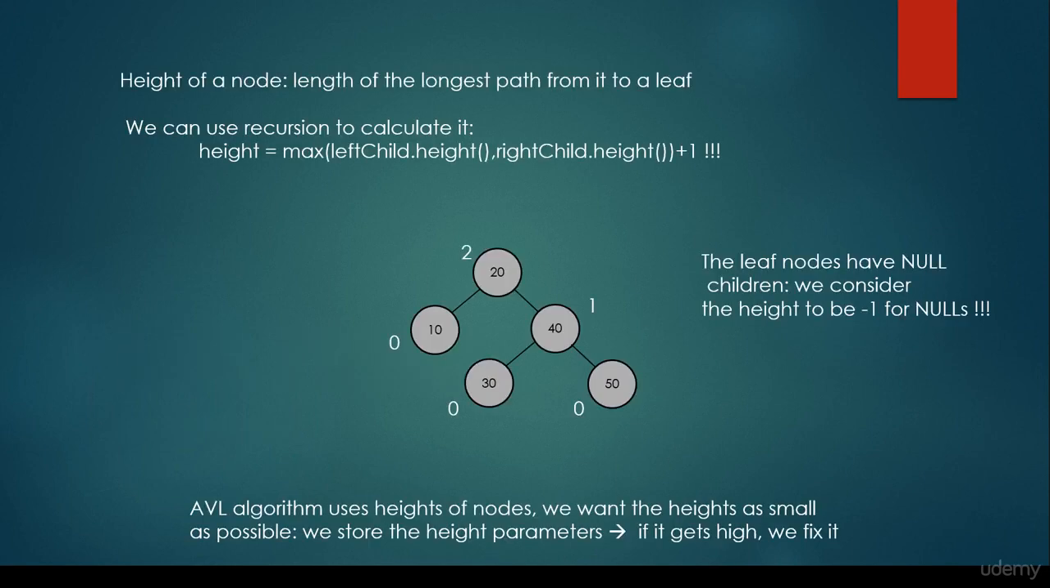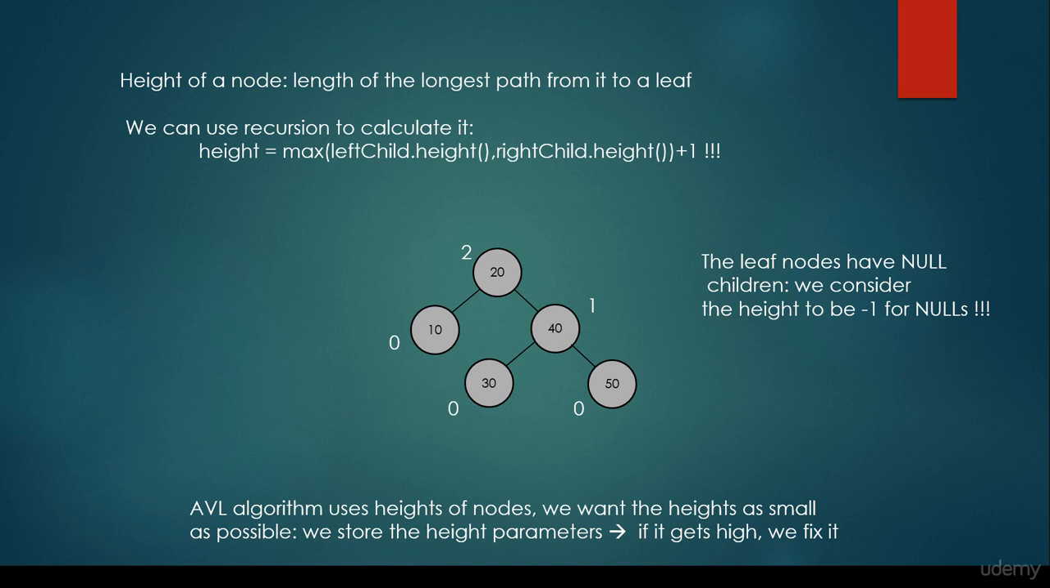You may pose the question: what does the height of a node or a vertex mean? It is basically the length of the longest path from this given node to a leaf node. So we can use a recursive formula to calculate the height of a given node. The height is going to be equal to the height of the left child and the height of the right child. Basically, we have to calculate the maximum out of these two values and increment it by 1.